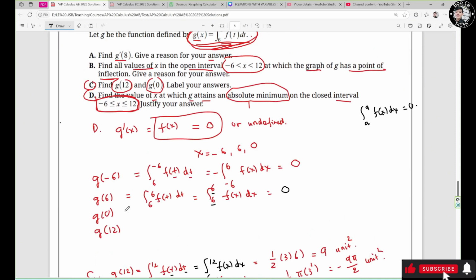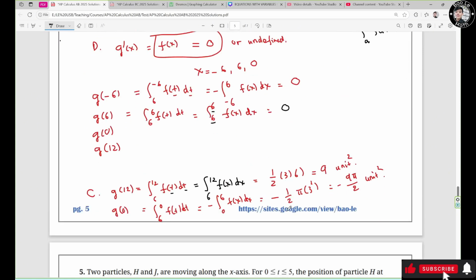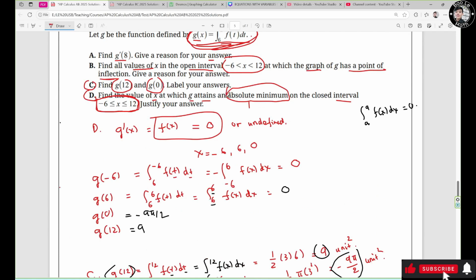Now, g of 0, we got it from question C right here. The answer is negative 9 pi over 2. And g of 12, we got it right here, 9. Now, we need the absolute value minimum, so the answer must be this one right here. So find the value of s. So s must be s equals 0. This is the final answer.